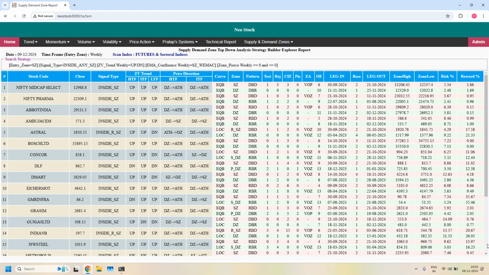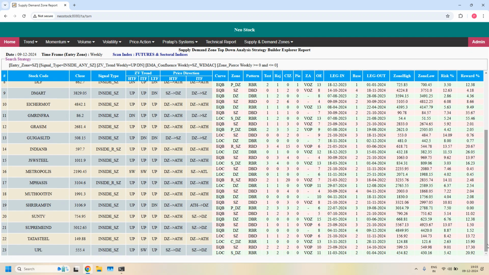Now the list is reduced. First 15 stocks. I am scrolling the list down. So total 23 out of 52, 23 stocks are filtered. These 23 are supporting high probability.